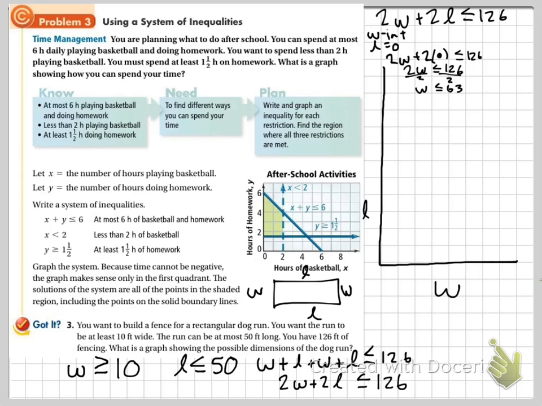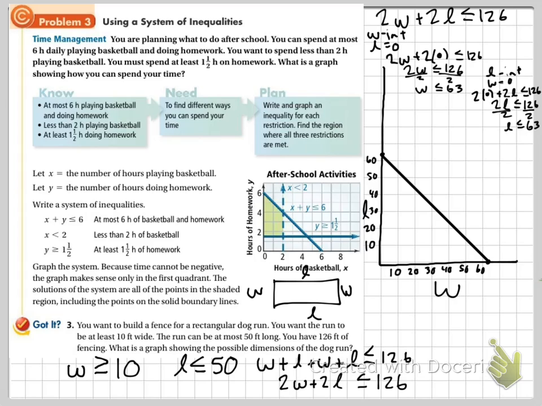So for my w, let's go up by tens. I'll put a dot at about 63. Then I'm going to do the same thing. I'll have my L-intercept where W is equal to 0. So we get 2 times 0 plus 2L is less than or equal to 126. So 2L is less than or equal to 126. When I divide by 2, I also get 63. So let's go up by 10s also over here, and I'll put a dot at about 63. This equation, the symbol tells me it's a solid line, so I'm going to connect those with a solid line.